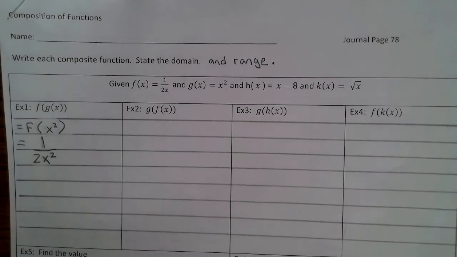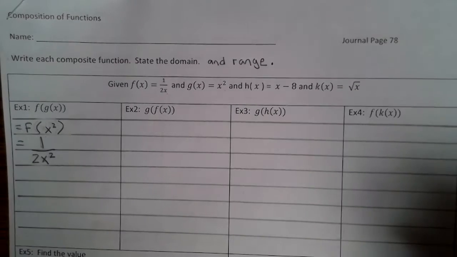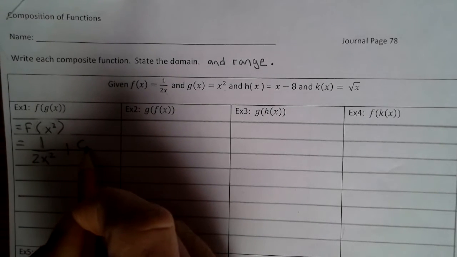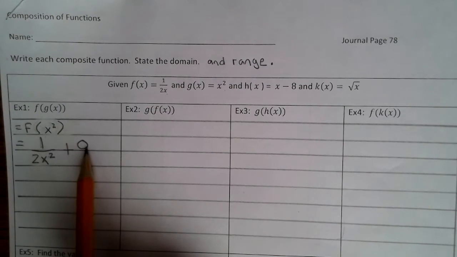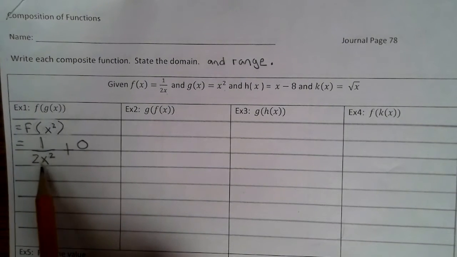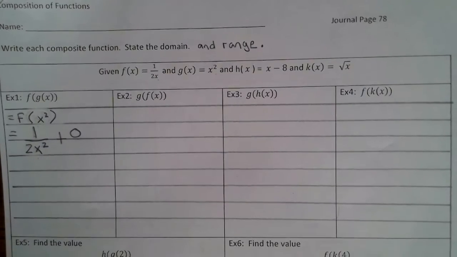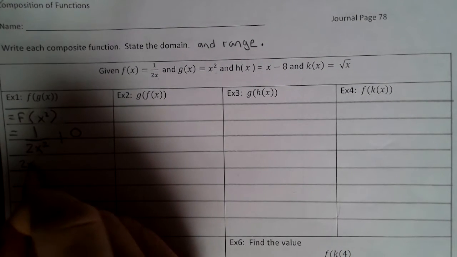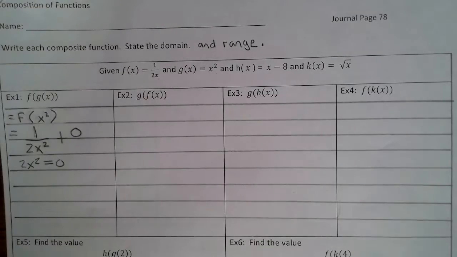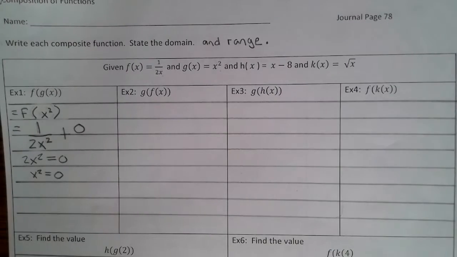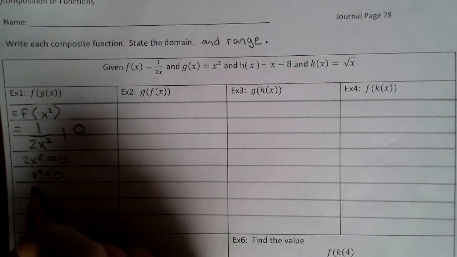All right? Now, at this point, we need to understand domain and range, okay? Now, we want to put plus or minus 0, okay? That's where your range is affected by. And here we need to set the denominator equal to 0 to understand and help identify the domain. Okay, so we're going to set 2x squared equal to 0. Well, we divide both sides by 2, so you get x squared equals 0. We'll take the square root of both sides. You get x equals 0.